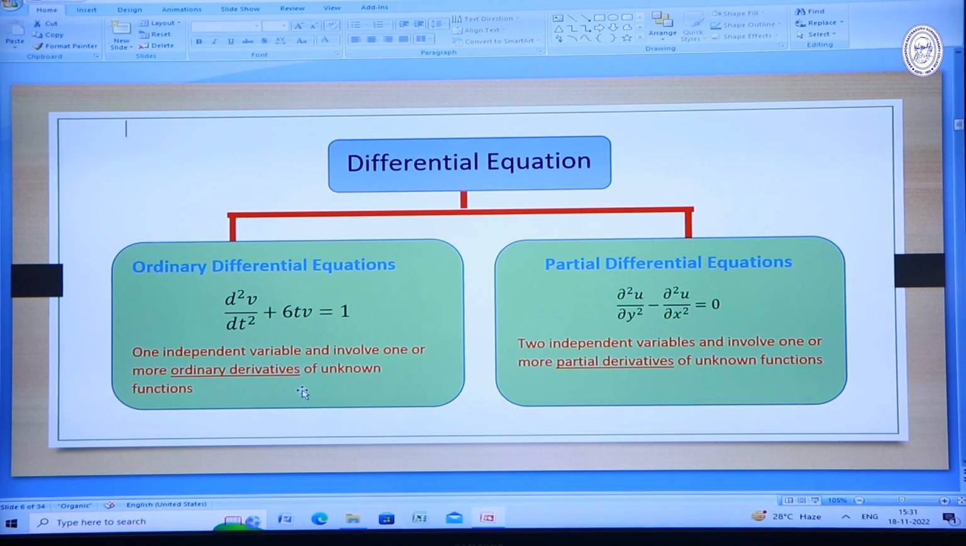Differential equations are of two types, ordinary differential equation and partial differential equation. In this example, d square v by dt square plus 6 dv by dt equal to 1, this is an ordinary differential equation. Here the dependent variable is v and the independent variable is t. It involves one or more ordinary derivatives of an unknown function. A partial differential equation has two or more independent variables and involves one or more partial derivatives of an unknown function.